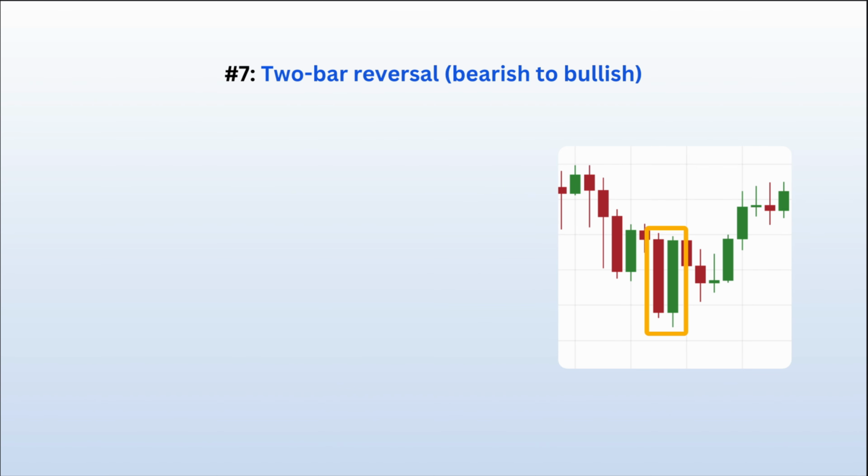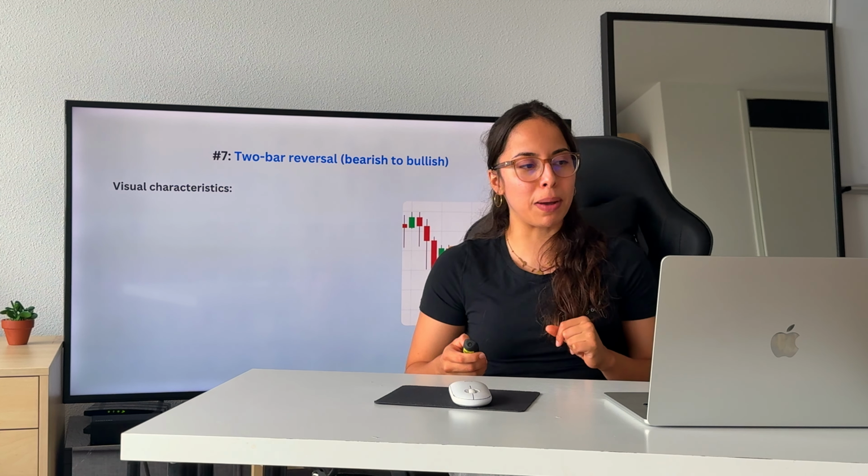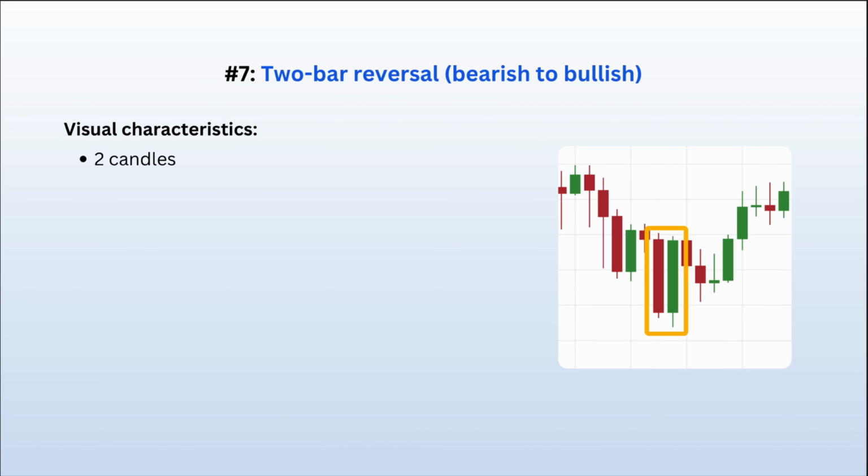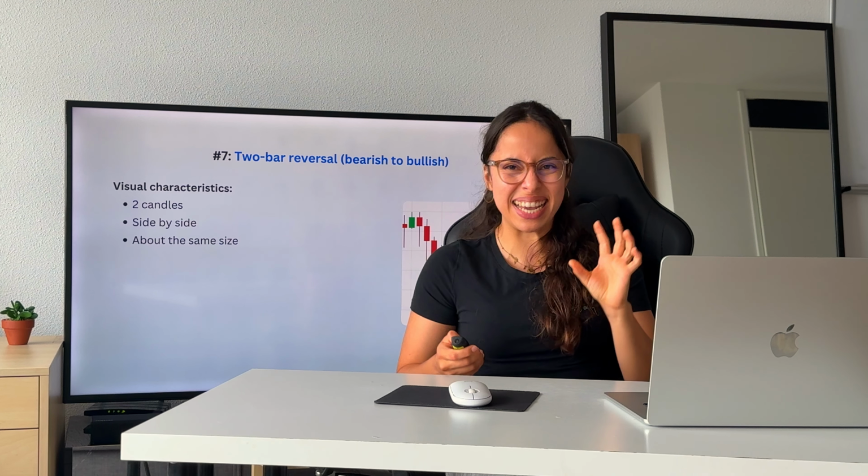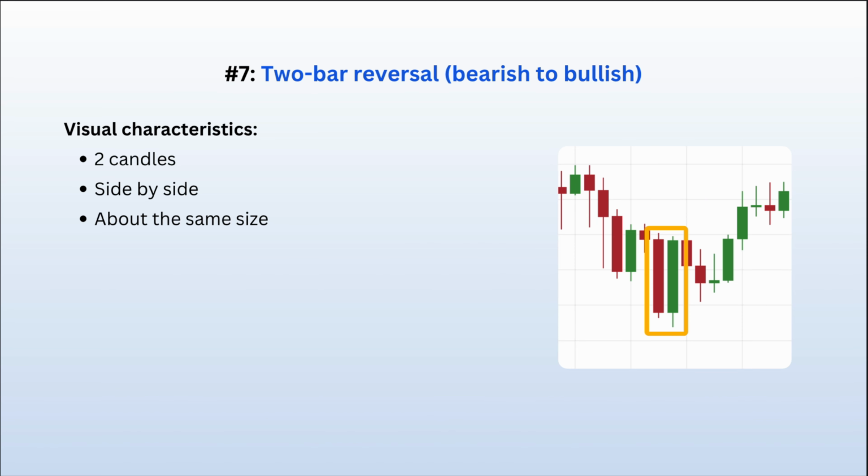Candlestick number 7, the 2-bar reversal from bearish to bullish. What are the visual characteristics of this pattern? 2-bar reversals are characterized by having 2 candlesticks. They're going to be side by side and they're about the same size. They don't have to be exactly the same size, they're more or less the same size.